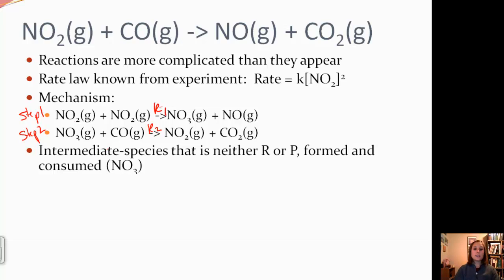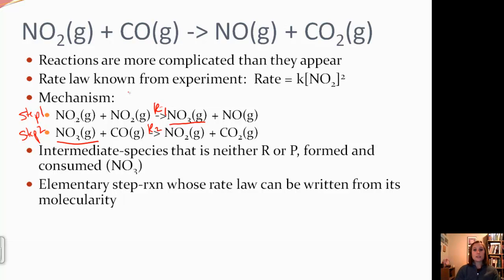Well, an intermediate is a species that is neither a reactant nor a product. It's formed and consumed. And if you look at NO3, NO3 is formed in step 1, and it is used up as a reactant in step 2. So it's needed for the overall reaction, but it is not part of the overall reaction. So it's considered an intermediate.